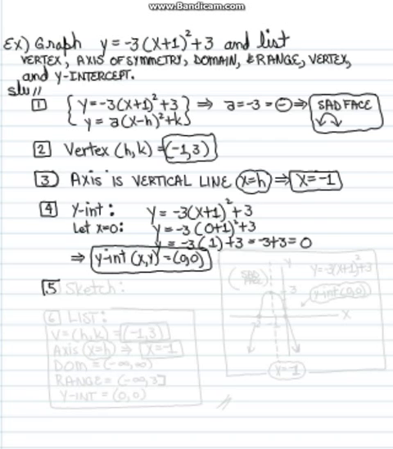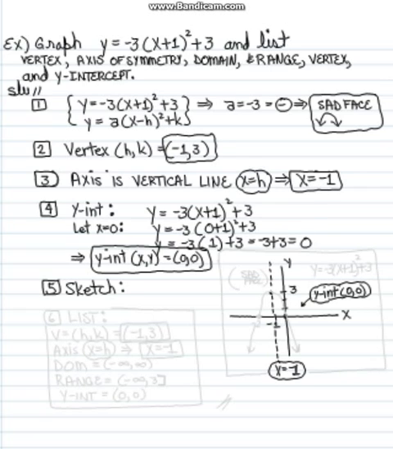Step 5 is where we start the sketch. Use all the information we gained in steps 1 through 4. Here's our y-axis, here's our x-axis. The vertex (-1, 3) is located here. The axis of symmetry is the vertical line x equals -1, identified here. And the y-intercept occurs at (0, 0), so locate that point.